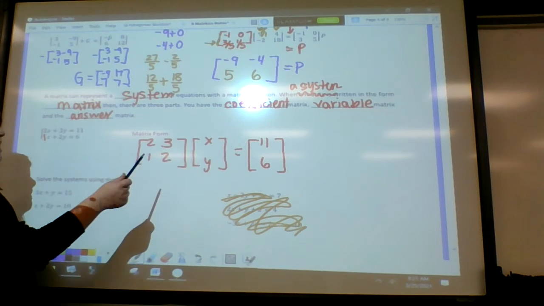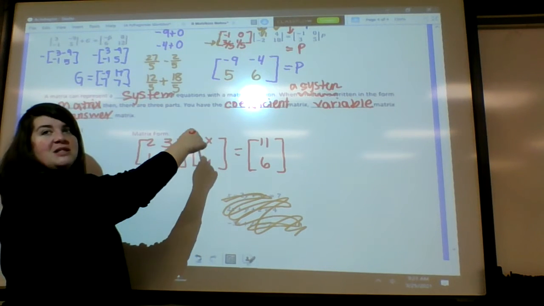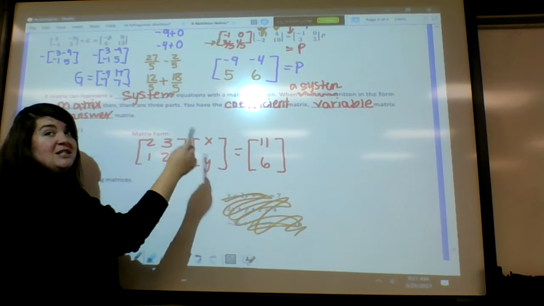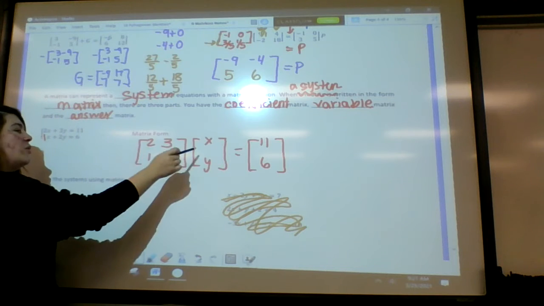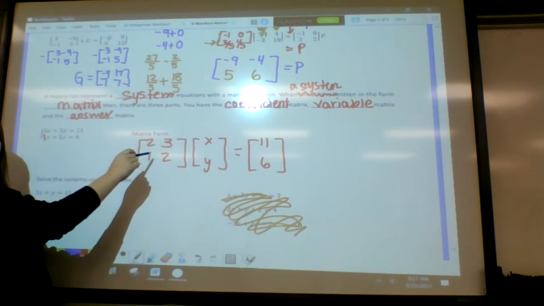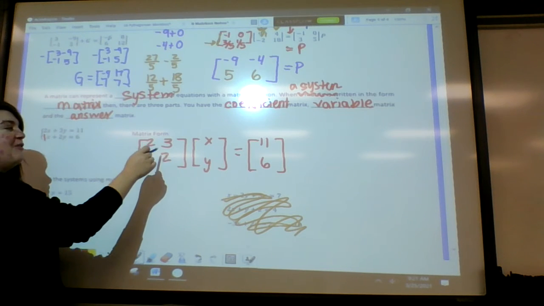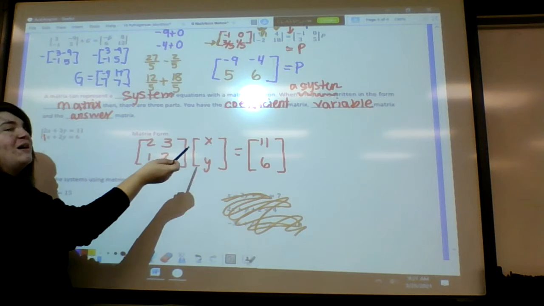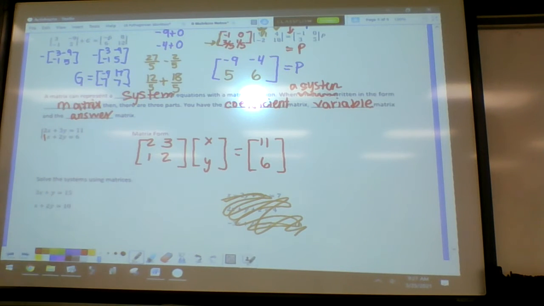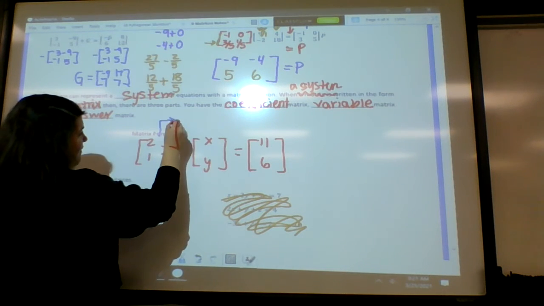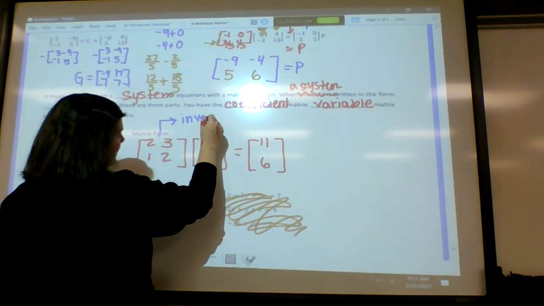So what we're going to do is we're going to solve for the xy matrix, the variable matrix. And when we solve for it, we're going to have two numbers. The first one's x, the second one is y. So in order to solve for this matrix, what do we have to do? We have to get rid of that matrix, right? And right now that matrix is being multiplied. So how do you get rid of multiplication in the world of matrices? The inverse. You multiply by the inverse. So you have to take this matrix right here and find its inverse.